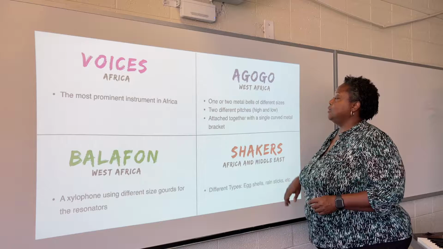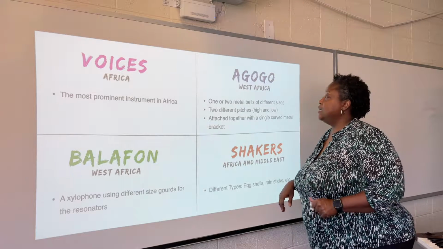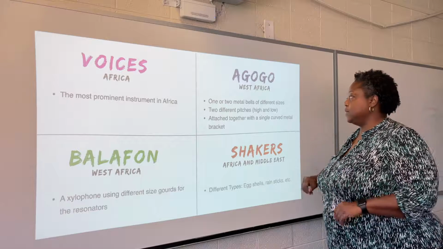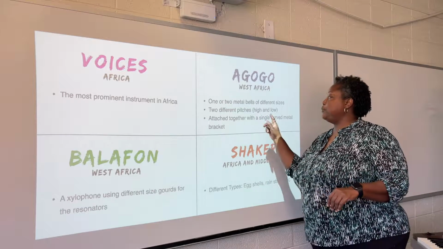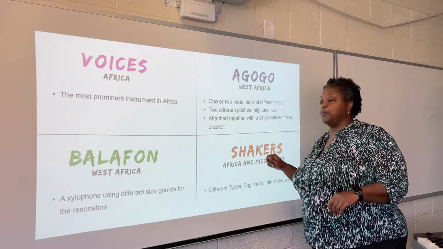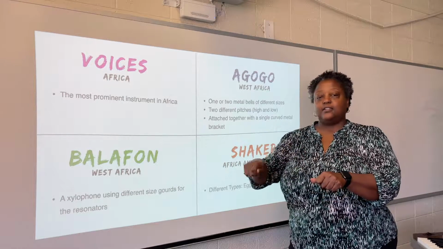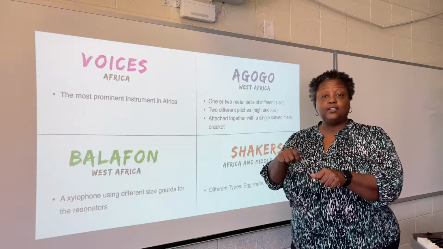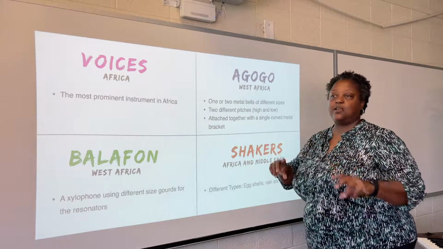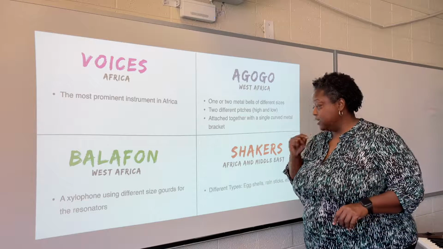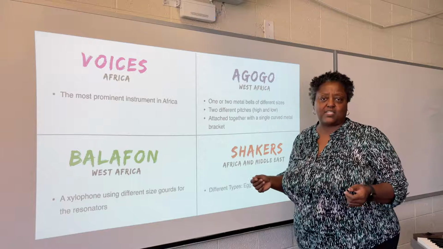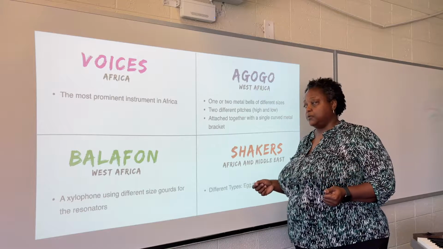The agogo is from West Africa. It is one or two metal bells of different sizes. I love the agogo. I wish I had one. It has two different pitches, one high and one low, attached together with a single curved metal. So you hear them go ding, ding, ding. They're two metal shapes that we actually play at high and low pitches. You'll see that the size and the length of them, of course, dictate whether one is high and one is low.